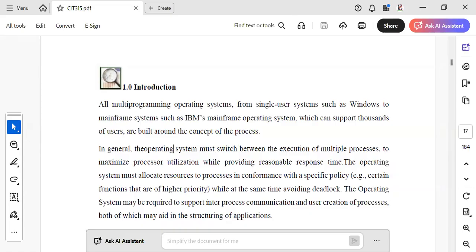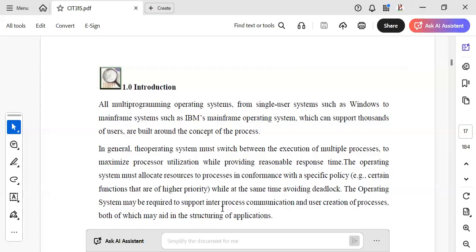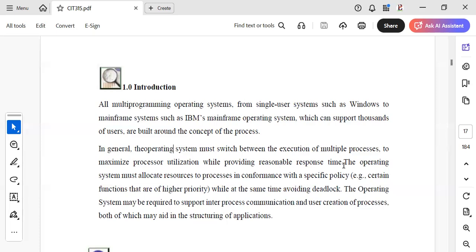So for the operating system to be switching, like now if I minimize this material and go to something else, the operating system will need to switch between processes. One process is the one that opens the PDF. Another process is the one operating the video call that we are on now. Another process is the one sharing my screen. So, switching between processes. For the operating system to do that, to maximize processor utilization while providing reasonable response time.